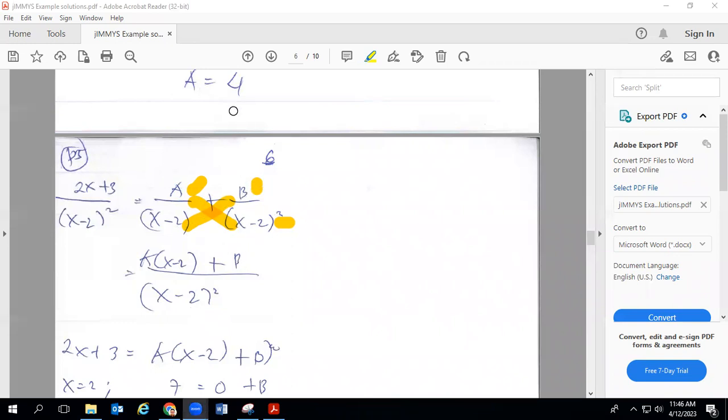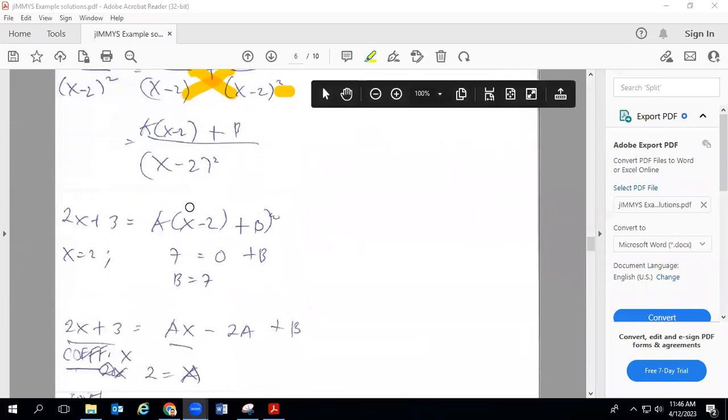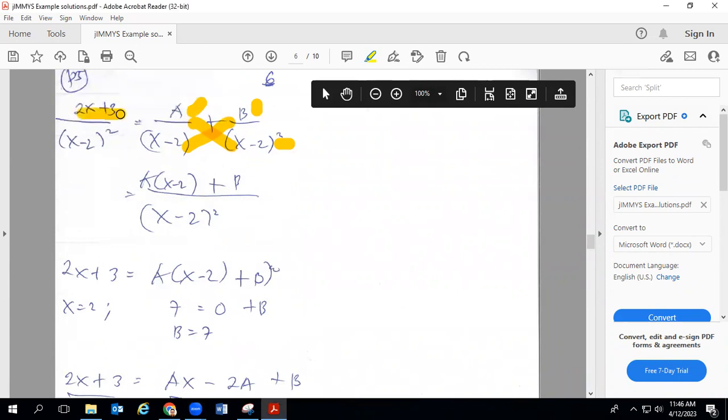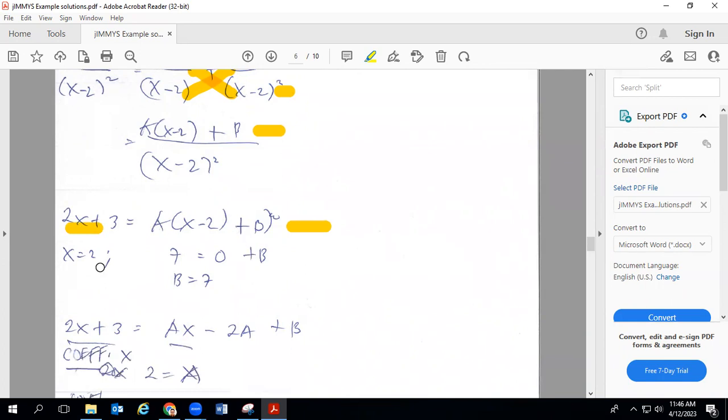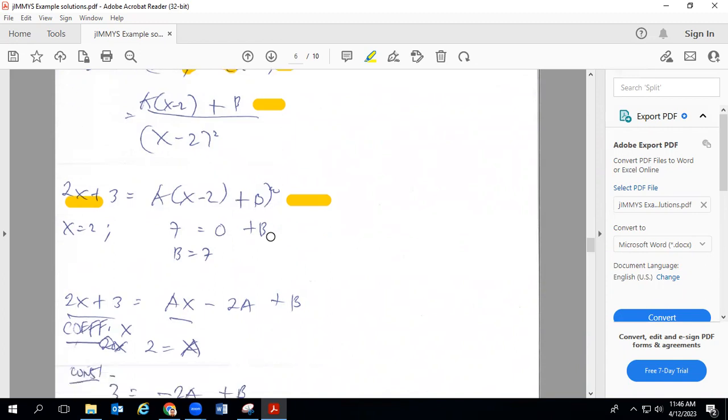Okay, so from here, you can compute A and B. Of course, you copy first this one, put it here, and then this numerator, put it here. You can compute values of A and B by assigning values. When x is 2, obviously this will become 0. You can compute the value of B. Okay. And then the other method that you can have, take a look at the coefficient.